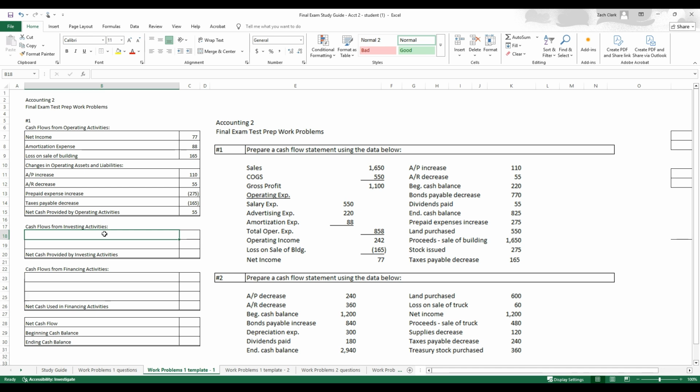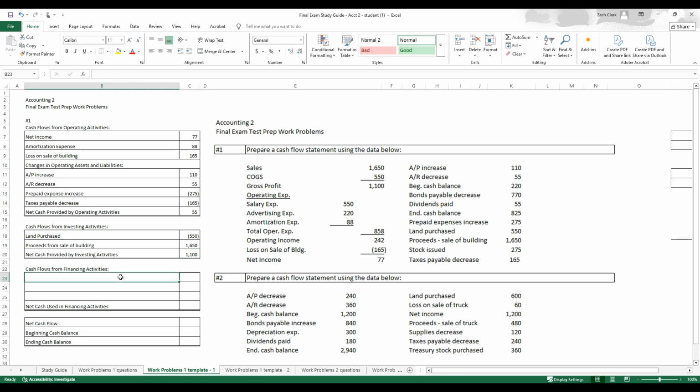And now we need to look down at our investing section. So we can say land purchased. Remember, anything long-term assets or investments, which are typically long-term assets, but let's see here. Okay, so we purchased land, and these ones are a little more straightforward when we're down in these sections, right? Because we just look and see, land purchase $550. That's the cash piece of it. Proceeds from sale of building, that's the $1,650. And then if we sum those both up, we get $1,100.